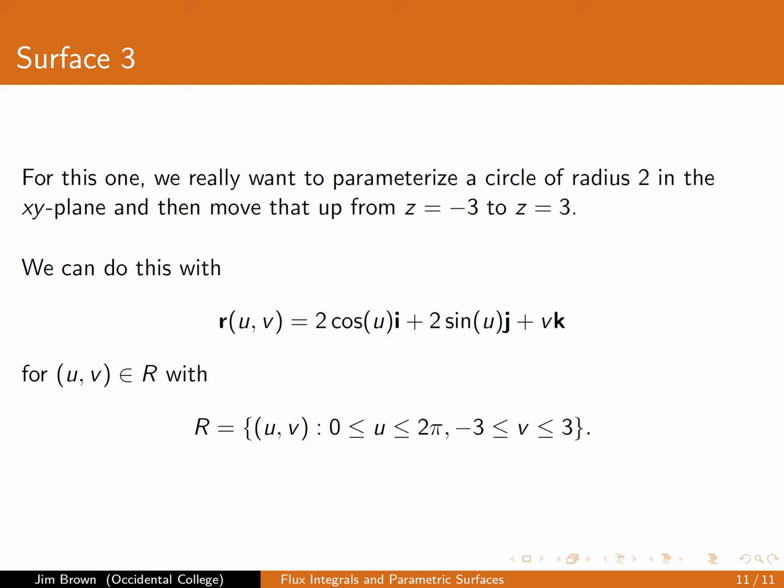So that gives us a few different surfaces to parameterize. We won't be really looking at any surfaces that are super complicated to parameterize, but we'll be doing more in class, so we'll get some more practice at this.